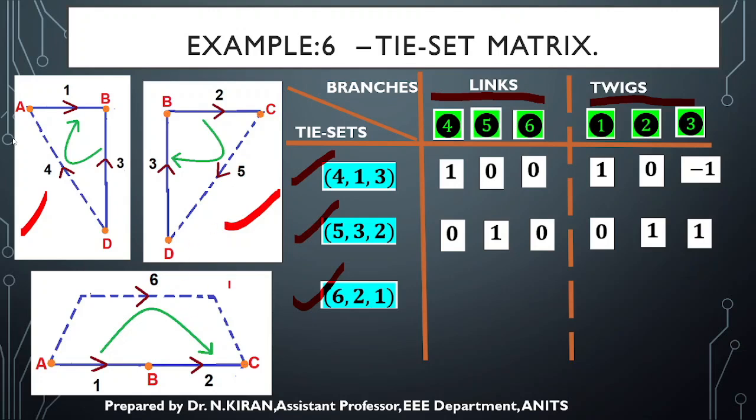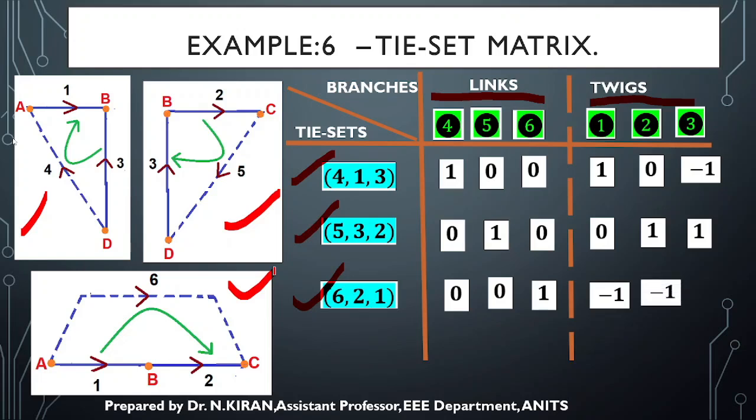Now considering the last tie set, 4, 5 links are nowhere related to my third tie set, so it is 0. Sixth link is in the same direction as the tie set, so it is +1. First twig is in the opposite direction, so -1. Second twig is also in the opposite direction to my loop direction, so it is -1. And third one is nowhere related to my third tie set, so it is 0.